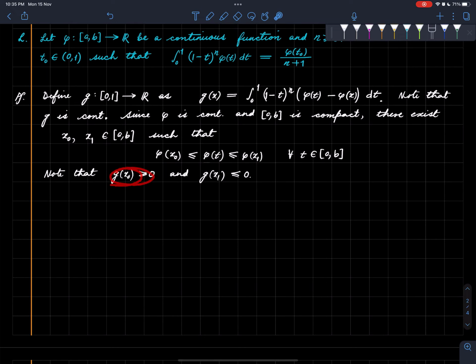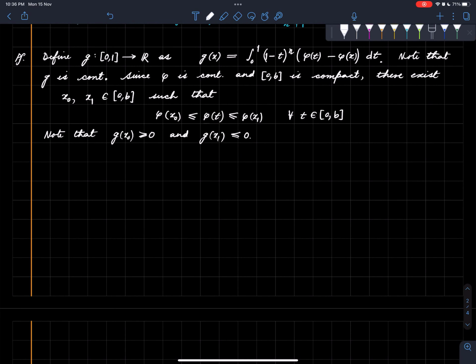So I'm saying that g(x0) is greater than or equal to 0. Why is that? Because if you substitute x0 here, then this thing is non-negative throughout the domain of phi, because of this condition. And if you substitute x1 in place of x0, then this is always non-positive, and hence overall the integral will also be non-positive. So we have these inequalities. Now there are three cases.